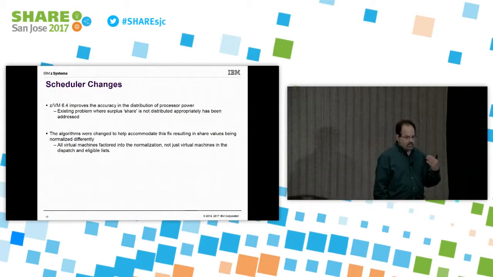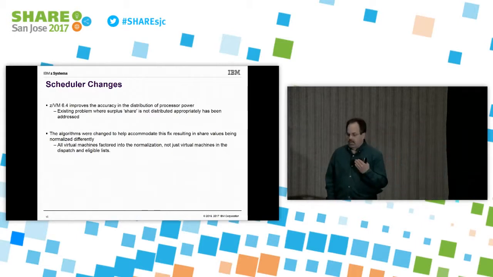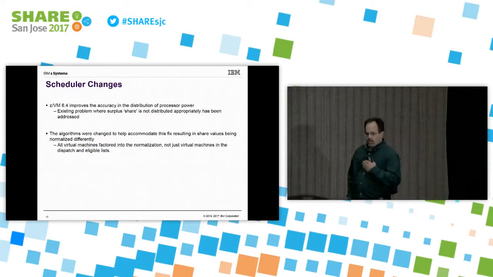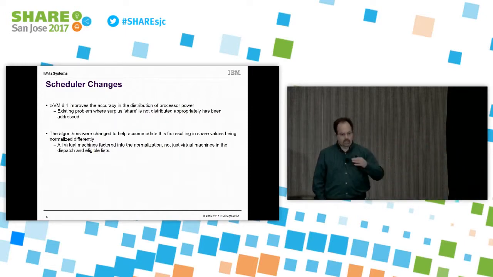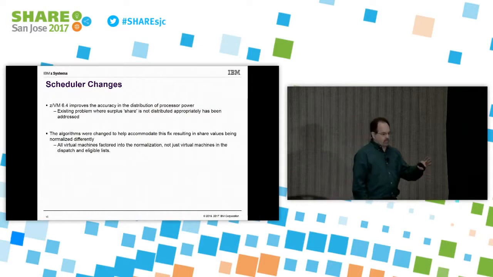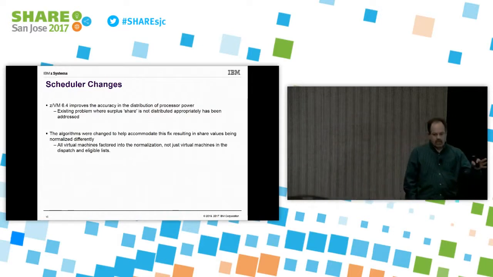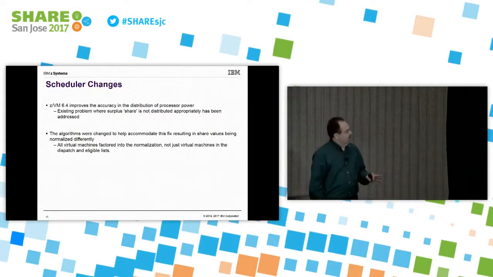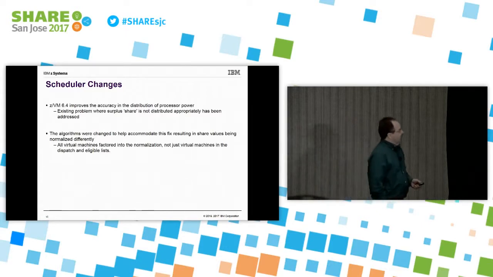Now, in 6.3 and before, the normalization only considered virtual machines that were in the dispatch and eligible lists. And now in 6.4, it takes into account all the virtual machines that are logged onto your system. So even virtual machines that are in your dormant list are considered when the surplus share is distributed. So you may see some subtle differences there.